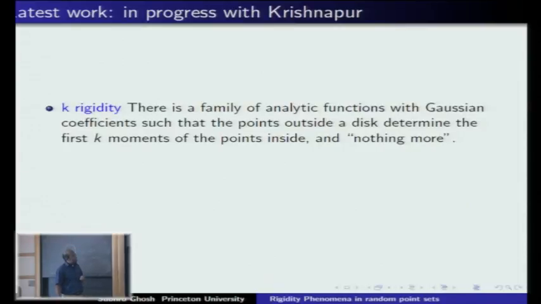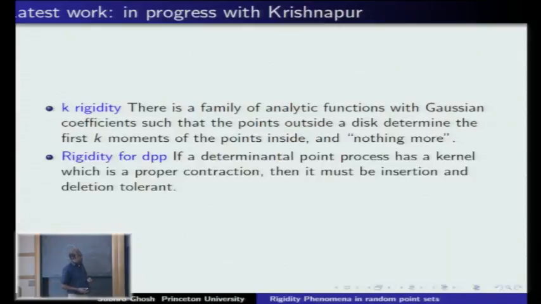Another question we studied is the following. Suppose you have a determinantal point process. Then in principle, if you know the kernel and the background measure, you know everything about the determinantal point process. So the question is whether, given the knowledge of the kernel and the background measure, we can say something about rigidity and tolerance. There we have the following result.